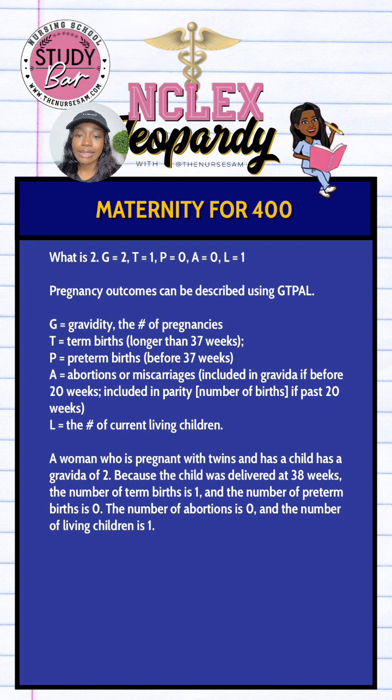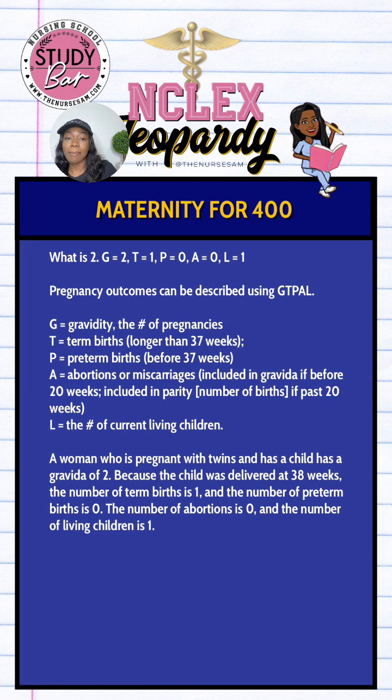Now, something that's very important. Well, let me finish reading what this says. It says a woman who is pregnant with twins and has a child has a gravida of 2. Because the child was delivered at 38 weeks, the number of term births is 1 and the number of preterm births is 0. Number of abortions is 0 and the number of living children is 1. Now, please note this: when it comes to GT Pal and maternity, they will usually try to throw in multiple births in there. So, for example, twins.